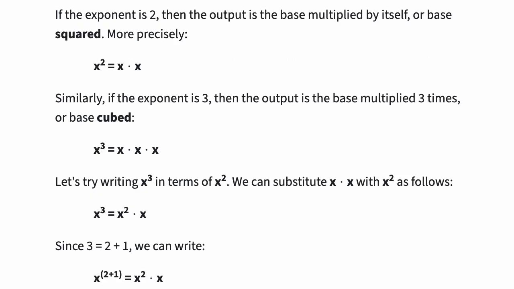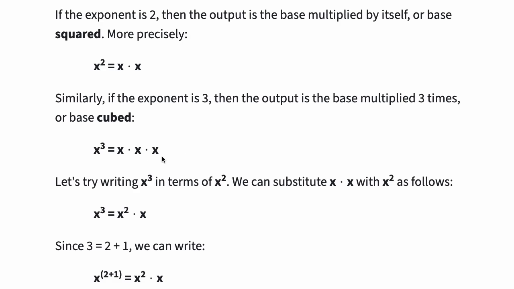If the exponent is 2, then the output is the base multiplied by itself, or base squared. More precisely, x squared equals x times x. Similarly, if the exponent is 3, then the output is the base multiplied 3 times, or base cubed. X cubed equals x times x times x.